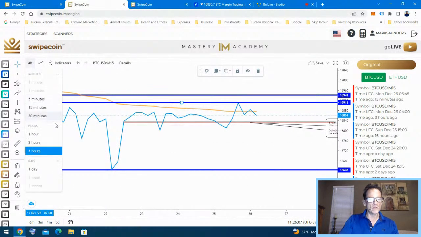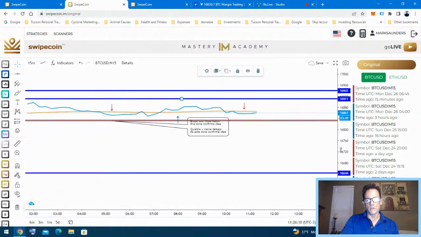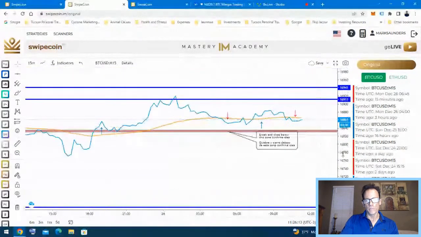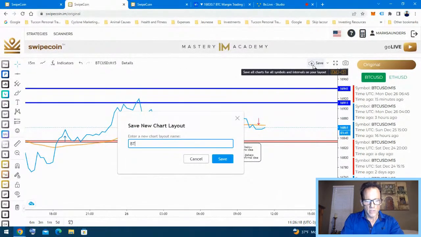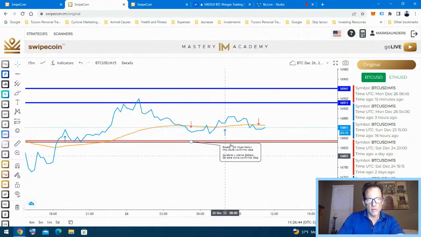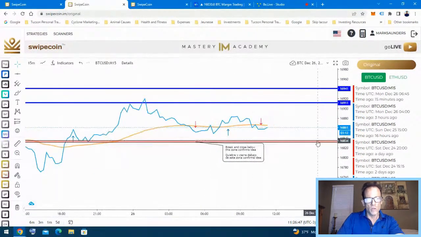Okay, now I'm going to zoom down to the short term. So this is what I'm looking at right here. I'm going to go ahead and save it. BTC, December 26th, 2022, 7:25. I'm on Mountain Standard Time, so whatever time you're on, let's go with that. Okay, save.